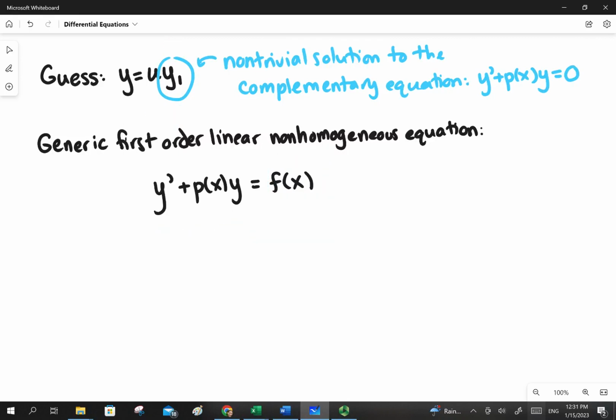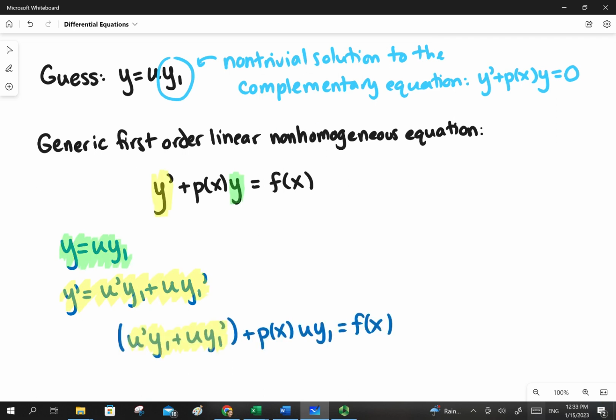In order to make the substitution, we have to find y prime. This is crucial because the product rule works in a very specific way. Each term has exactly one derivative in it. y prime is equal to u prime times y1 plus u times y1 prime. When we substitute this into our non-homogeneous equation, we get that u prime y1 plus u y1 prime plus p of x u y1 equals f of x.